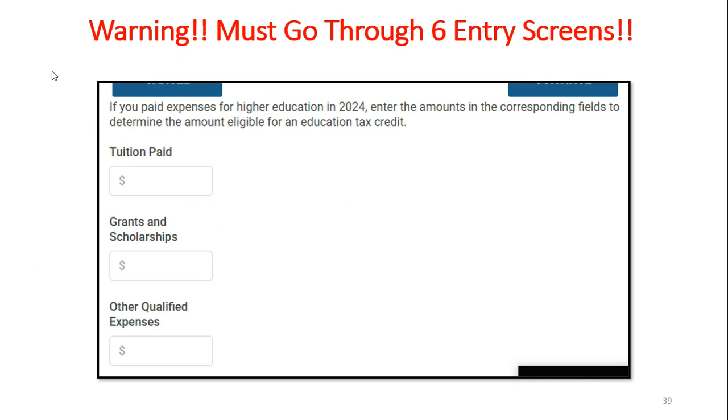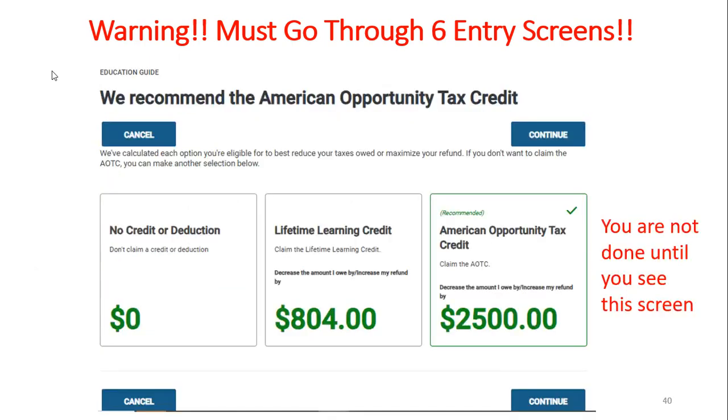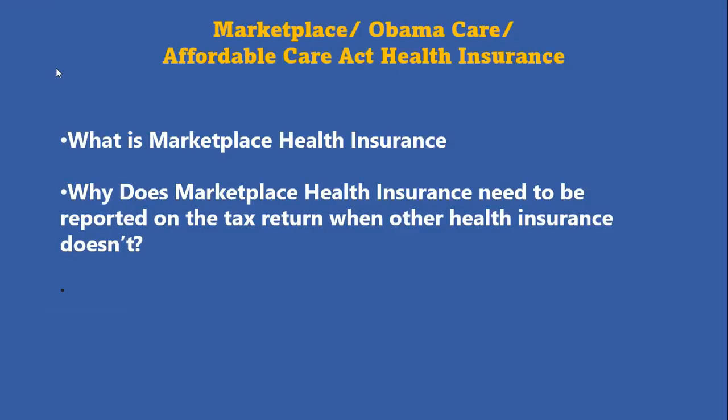There are like 6 different entry screens for entering an education credit. You're not done entering an education credit until you see this screen. The system will tell you what credit you should choose. Say we recommend whichever credit you want to take. Make sure it's highlighted in green. You can see it. Make sure it's checked, and then hit continue. So no credit. In this case, you could have an $804 credit or a 2,500. I think we're going to go with the 2,500. But you're not done until you see this screen and you hit continue. That's just an FYI. Let's talk about Marketplace.